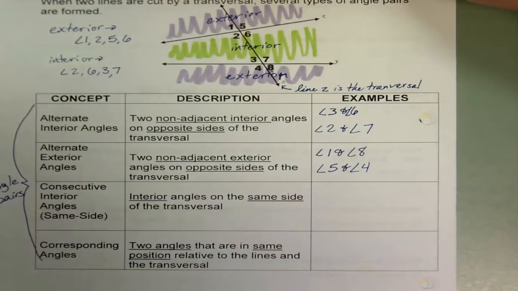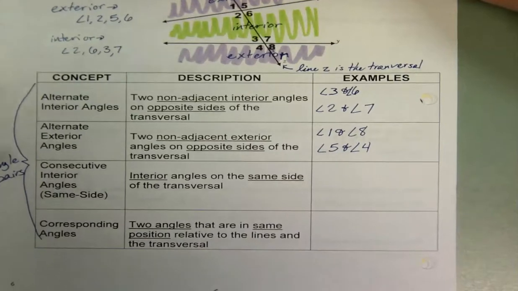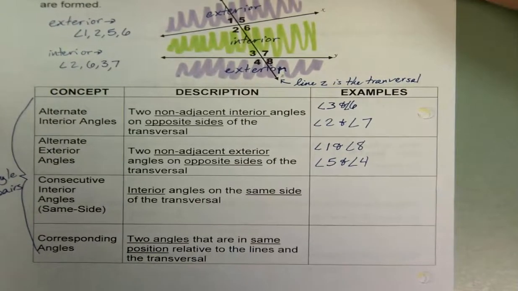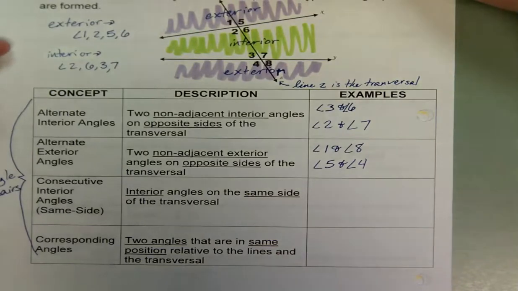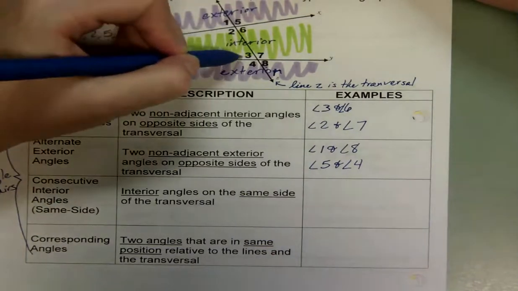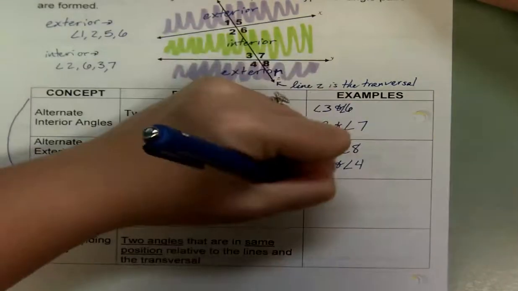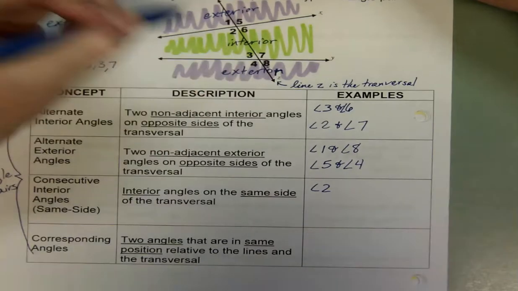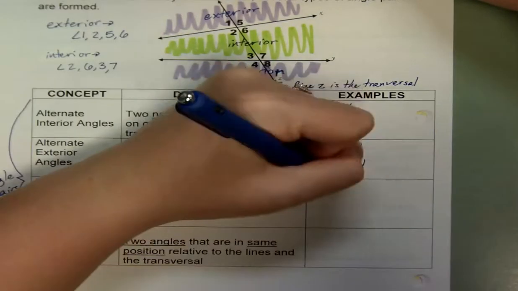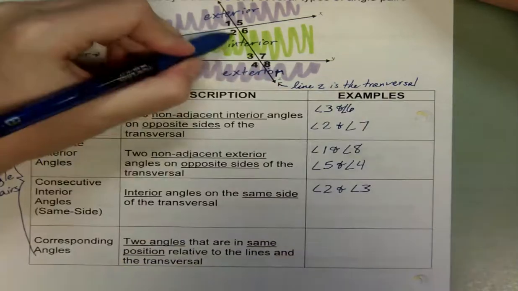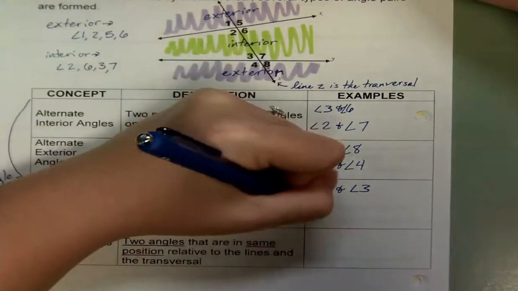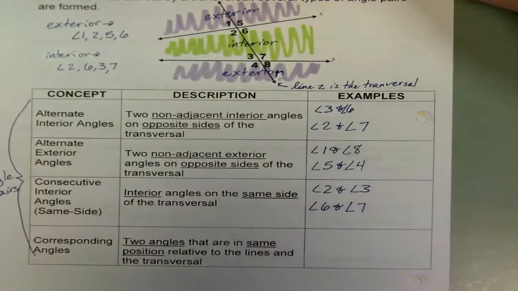Right, for consecutive interior or same side, you will see this word a lot more. You may see the word same side, but consecutive means same side. So consecutive interior angles just mean the same side of the transversal, but both on the interior. So if you're looking at angle 2, the only other one that's on the interior and on the same side is going to be angle 3. So angle 2 and 3 are consecutive interior angles, and then angle 6 and angle 7 are consecutive interior.